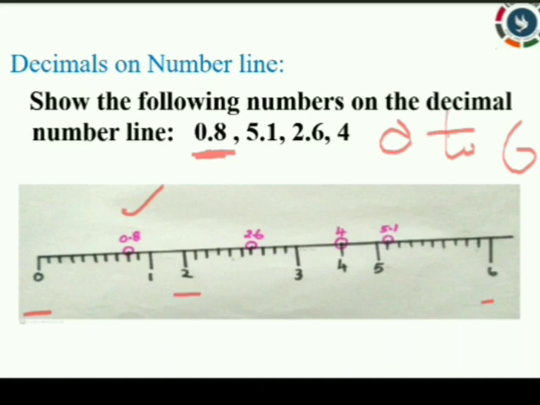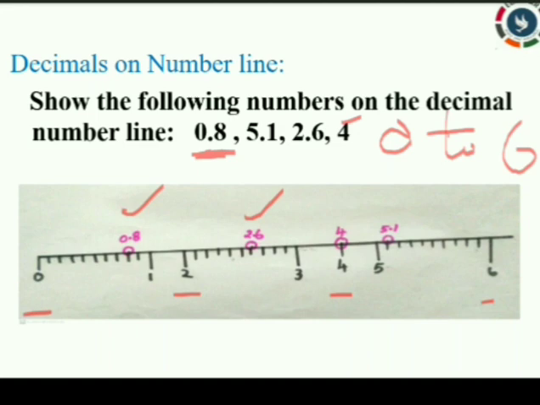Next you are having 2.6, right? So 2.6 lies in between 2 and 3. So in between 2 and 3 you have to divide into 10 equal parts. Your 6th line is your 2.6. Next you are not having any decimal numbers in 3 point something, right? So after 3 directly you can draw number 4. 4 you are having, so directly you can mark 4.